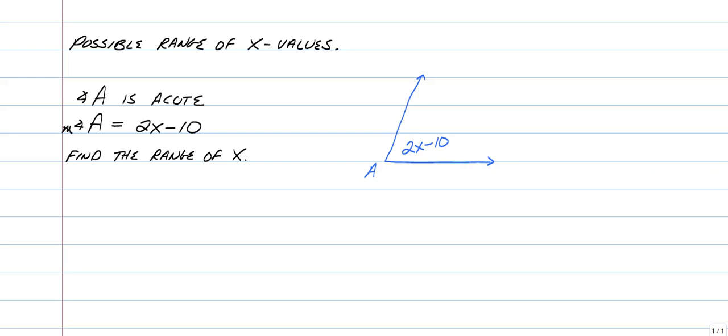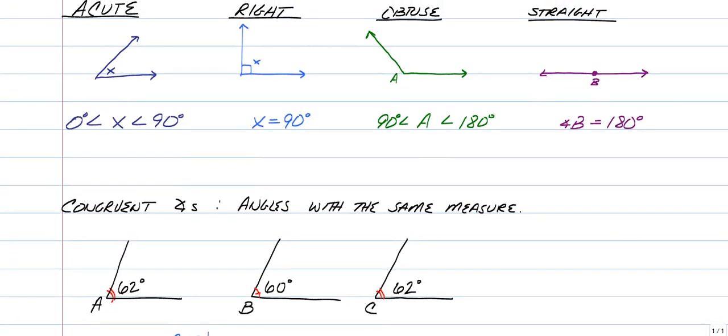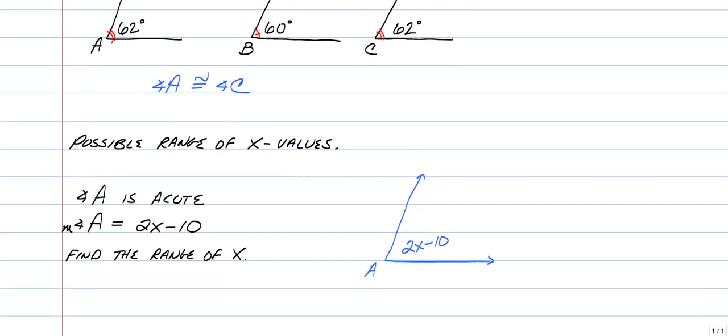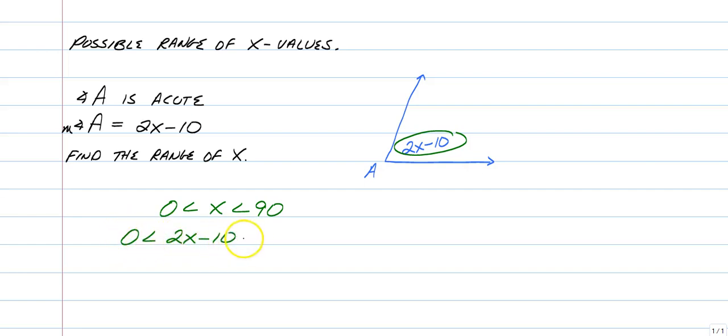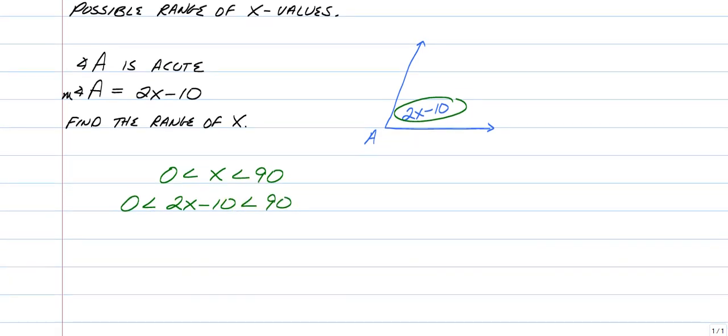So to do this, I want you to go back and look at our range for an acute angle. It's 0 is less than x, which is less than 90. That's for a generic angle. We know the measurement now. It's 2x minus 10. So what we're going to do is 0 is less than 2x minus 10, which is less than 90. And now we're just going to solve an inequality like we learned back in Algebra 1.